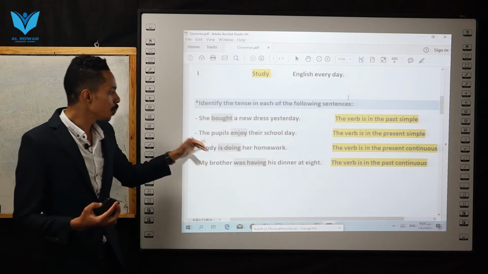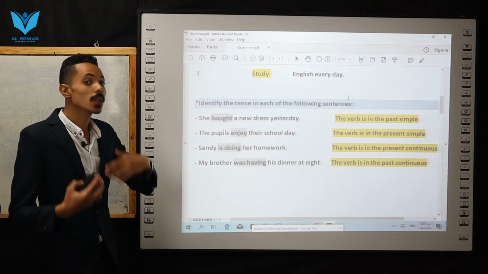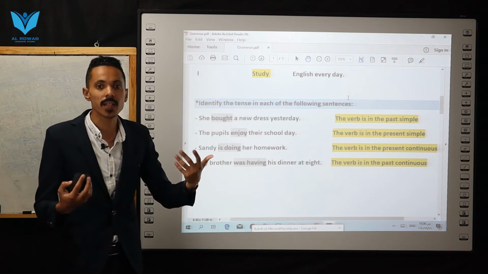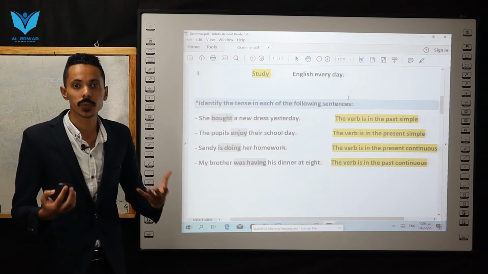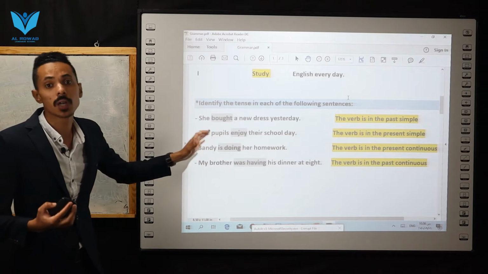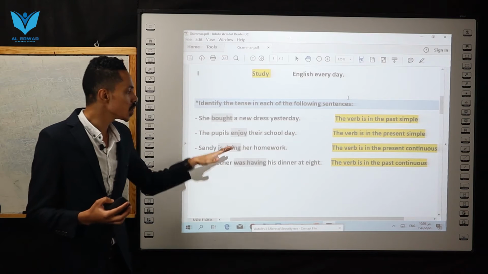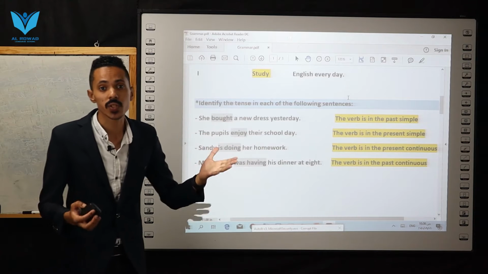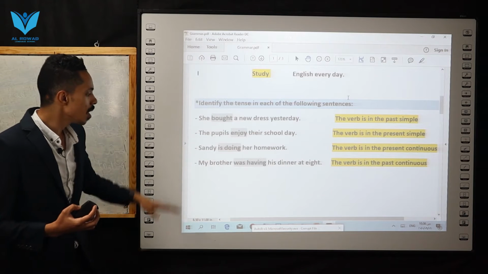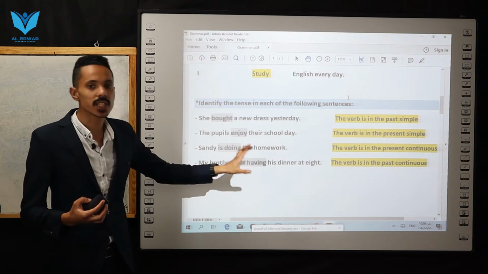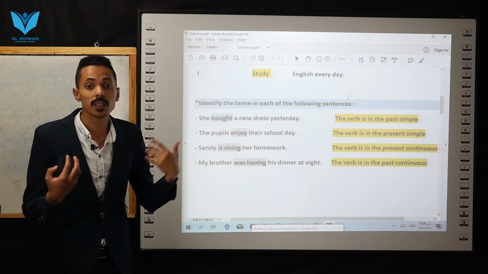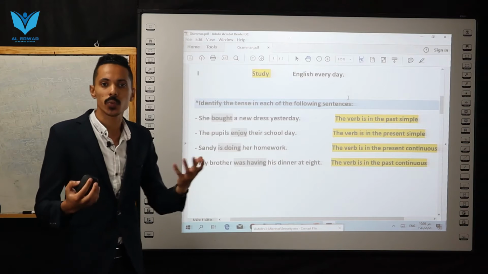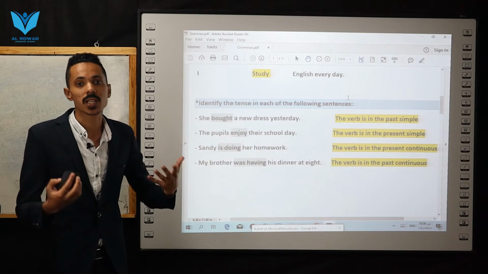Number 2. The pupils enjoy their school day. What is the tense? Look at the verb. The verb enjoy also is a main verb, present simple. Number 3. Sandy is doing her homework. What is the verb here? Is doing. So the verb is doing is present continuous. So the sentence is present continuous. Number 4. My brother was having his dinner at 8. So here, what is the verb here? Was having. Was having is a past continuous. So the sentence is past continuous.